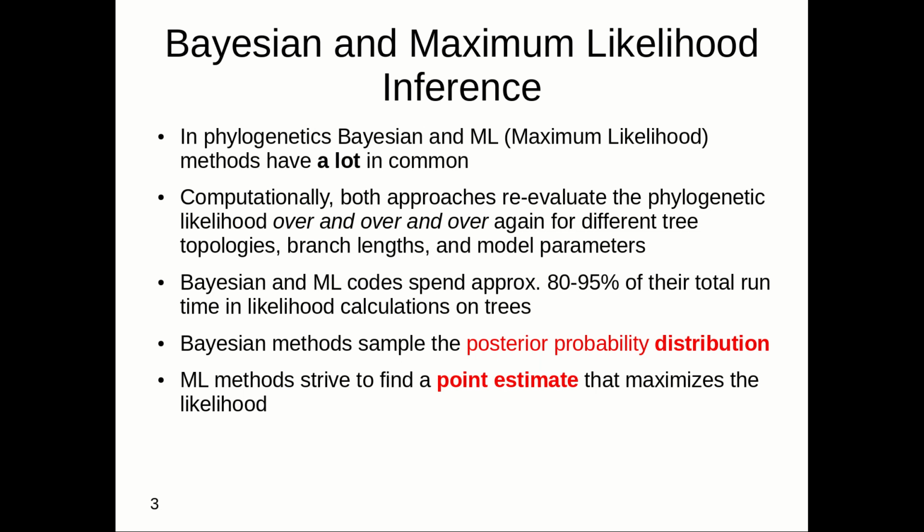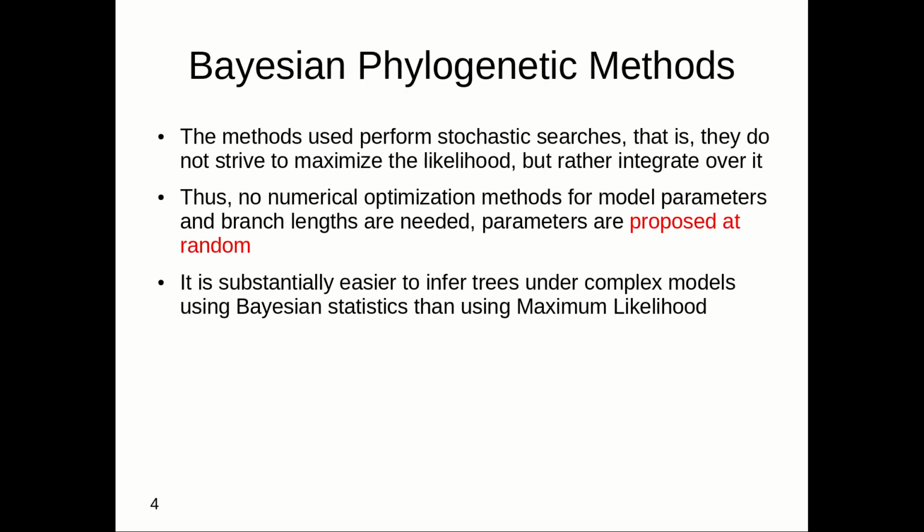So the key difference is that Bayesian methods sample the posterior probability distribution of the trees and all other parameters, while maximum likelihood methods strive to find a point estimate, that one single maximum that maximizes the likelihood. So talking about Bayesian phylogenetic methods, what they actually do is perform stochastic searches. That means that they do not really attempt to maximize the likelihood, but they try to integrate over it. So this is a key difference.